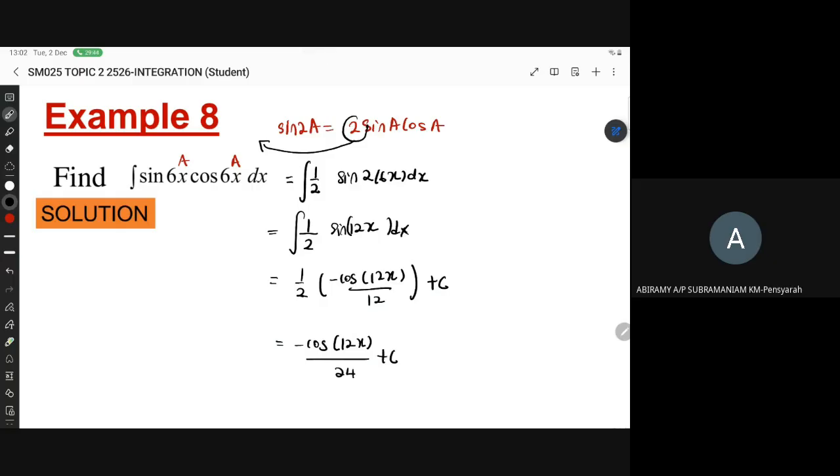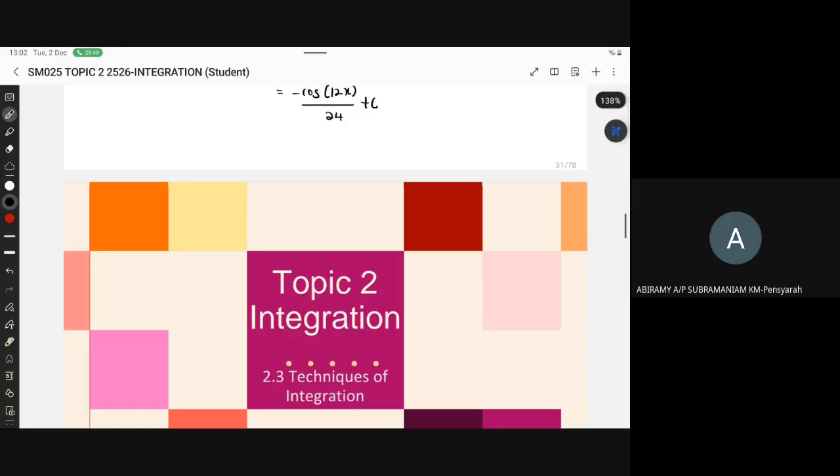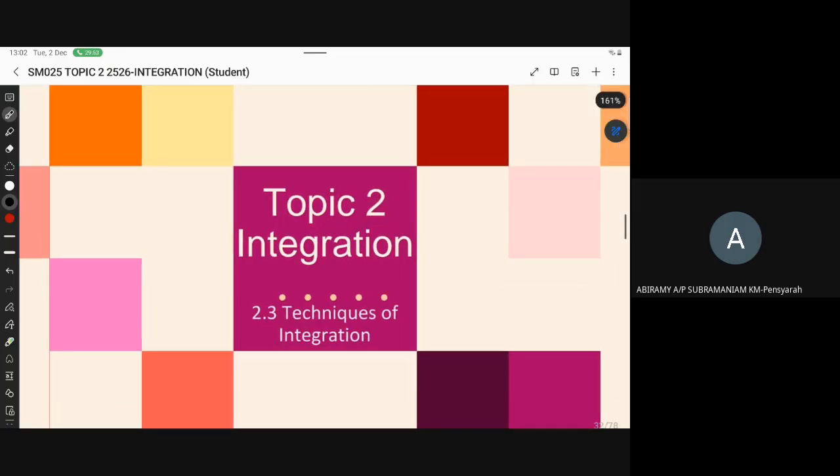Okay, so that will be the integration of trigonometry functions. The techniques of integration I will be covering in my next video. Thank you for now.